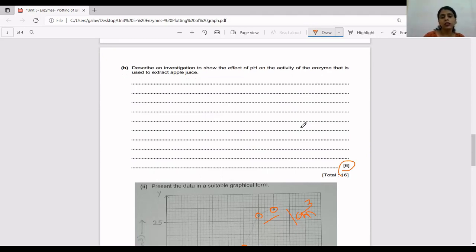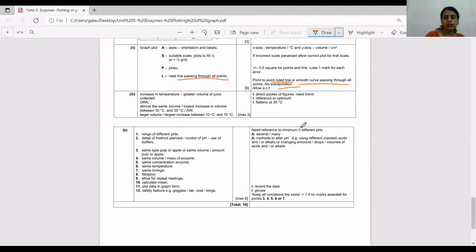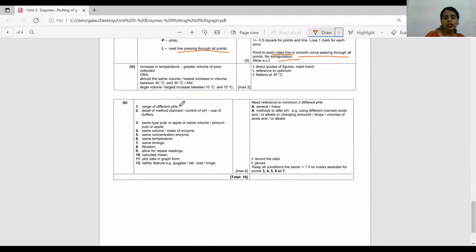Then, because this is the effect of pH on activity, you have to use a range of pH like pH 2, pH 4, pH 5 or pH 6, 7, 8, 9, 10, something like that. You have to use a different range of pH because the experiment is about investigating the effect of pH on enzyme activity. Okay, as per the marking scheme, you'll get marks for writing these points.